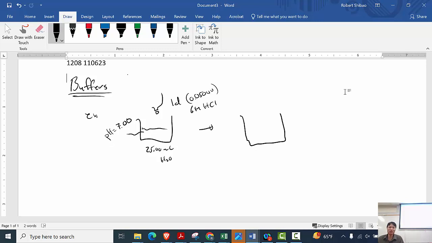So we're adding 6 molar HCl to water. The water is unbuffered. What's going to happen to the pH? I suspect the pH will change. How much will the pH change by? Well, let's go ahead and calculate how much the pH changes by. So what's our first step here?